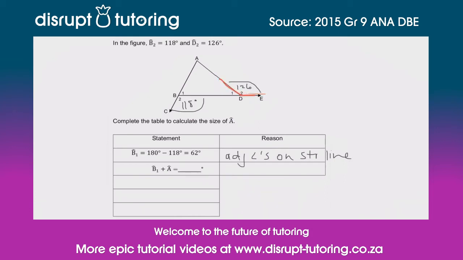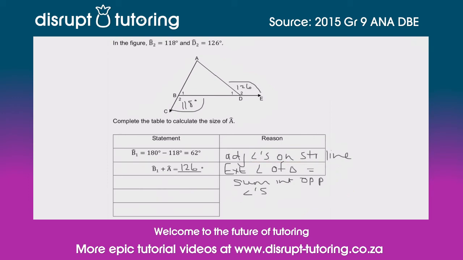Now the minute we've got this, we know that this exterior angle of a triangle is equal to the sum of these two angles, which happen to be B1 plus A. So we know B1 plus A is equal to 126. So there we go. That's done. And the reason for it is the exterior angle of a triangle is equal to the sum of the interior opposite angles. Okay, so some teachers will be happy for you to write just this part, the exterior angle of a triangle. I like the whole thing being written, just so I know exactly that you know what the theorem is.